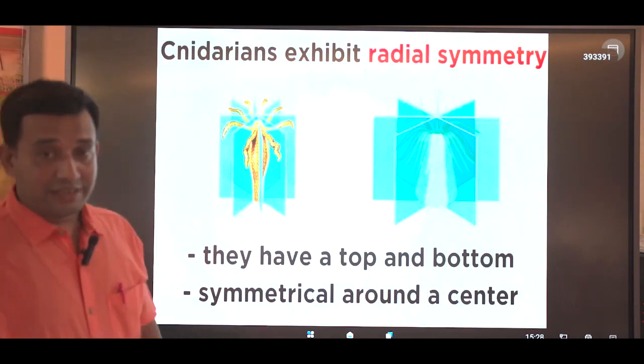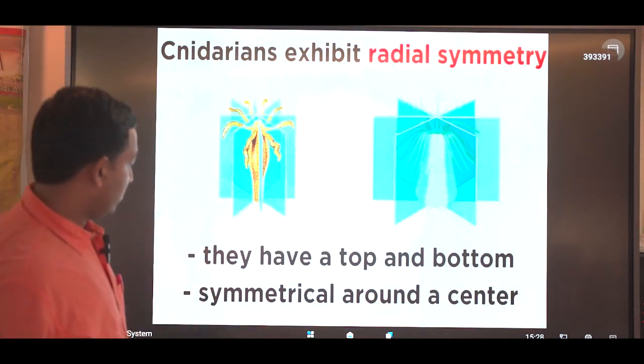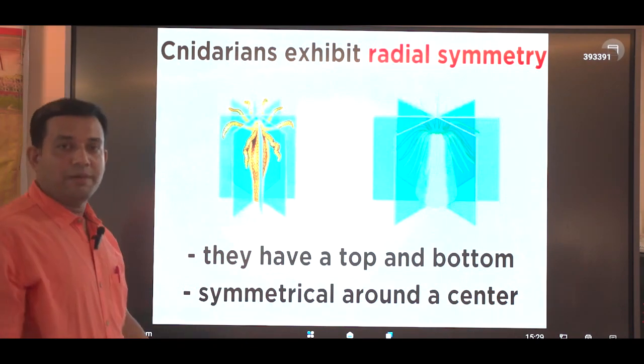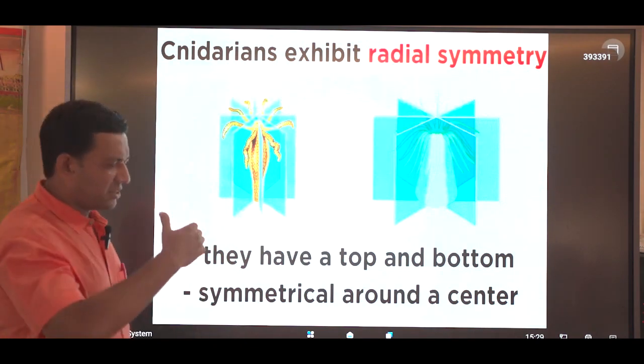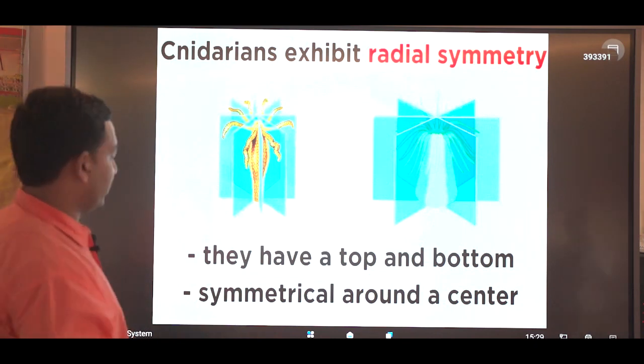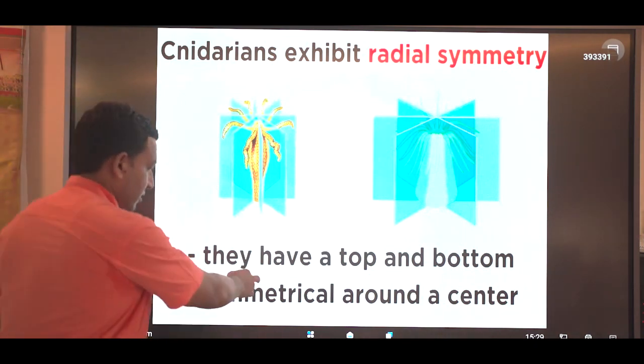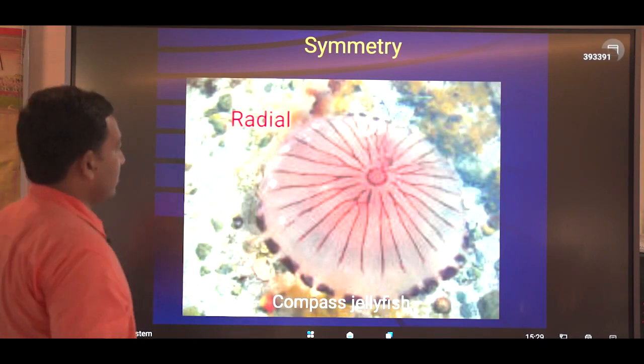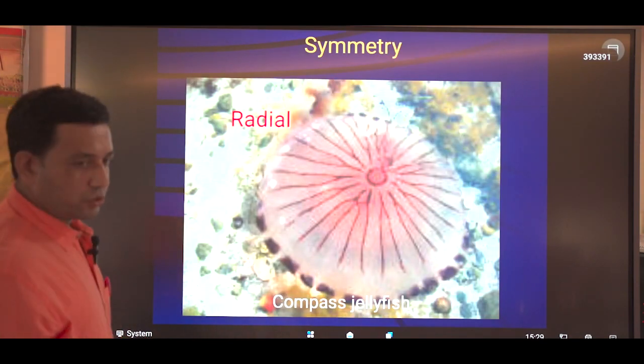As we see the general characters, it has radial symmetry. So you can cut the animal in equal halves in more than one plane. That's why it is said to be radially symmetrical. The jellyfish is also showing radial symmetry.